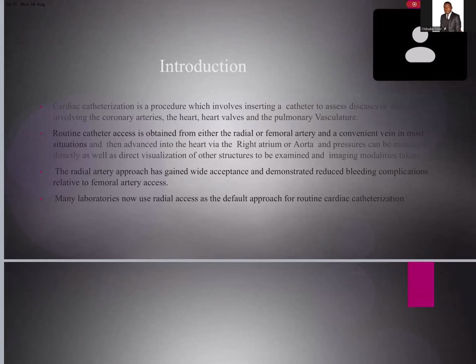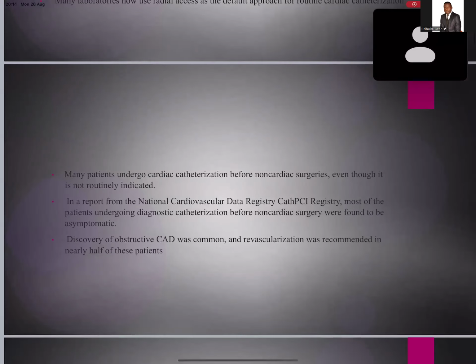Imaging modalities can be taken as well. Then the radial artery approach has gained wide acceptance and demonstrated reduced bleeding complications related to femoral access. In certain procedures, you want to adopt a method that comes with lesser complications, especially if there are two modalities to use. Now, many laboratories now use the radial access as the default approach for routine cardiac catheterization.